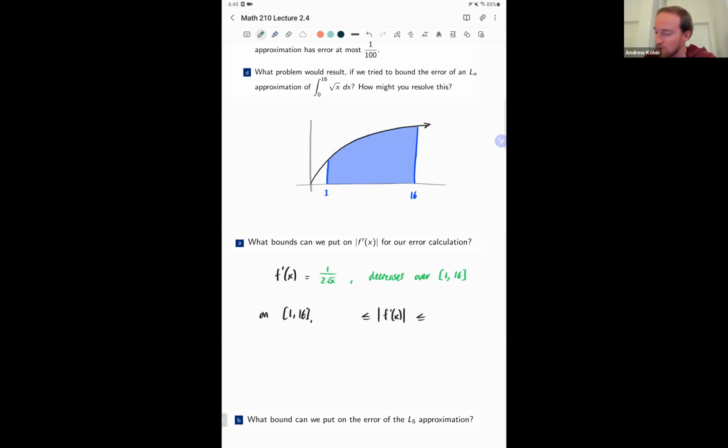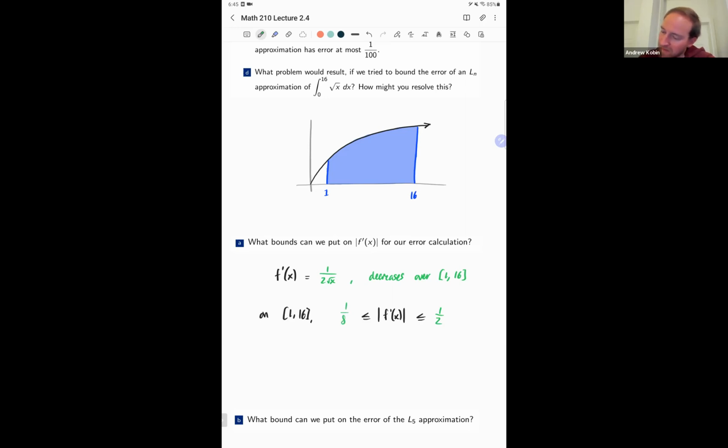If I plug in x equals 1, because the derivative decreases, that should have the largest one. So I'll fill it in over here on the right. Plugging in x equals 1 gives 1/2 for the size of the derivative. Whereas plugging in x equals 16 gives me 1/8 for the size of the derivative.